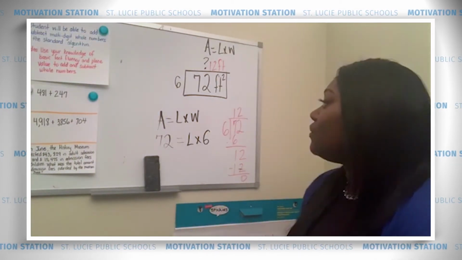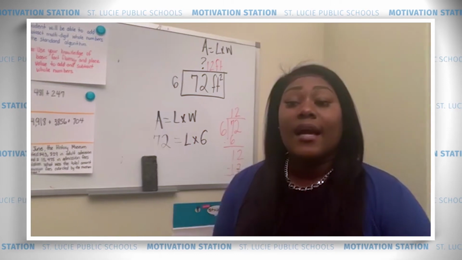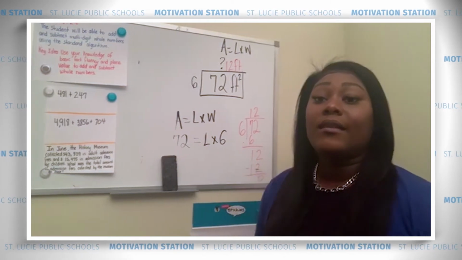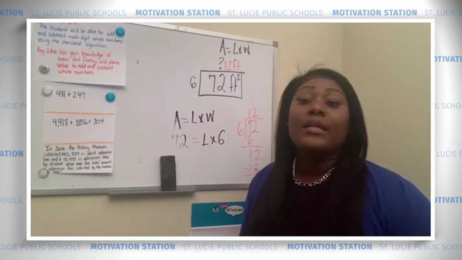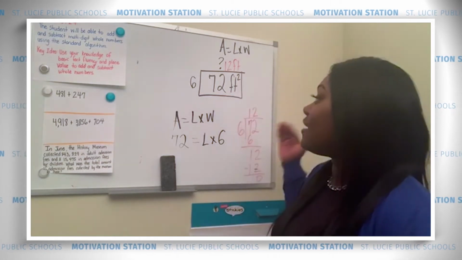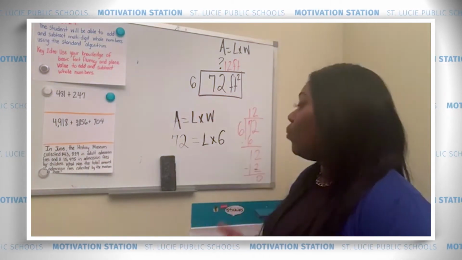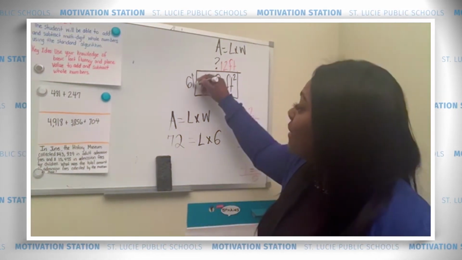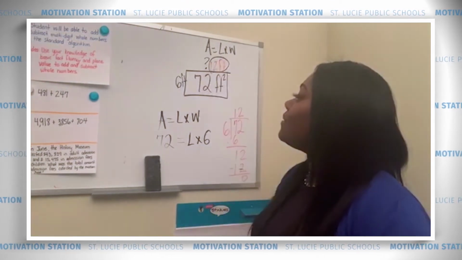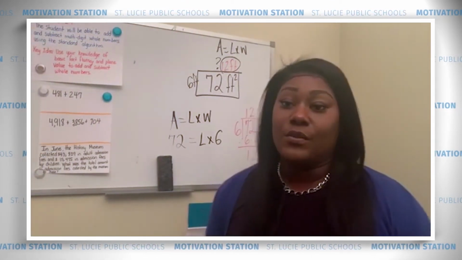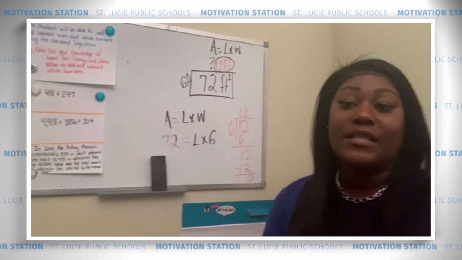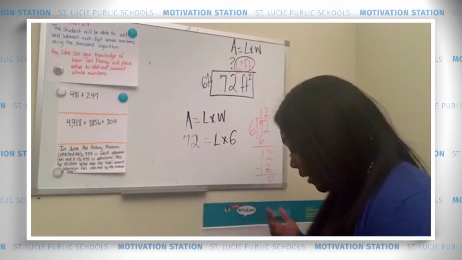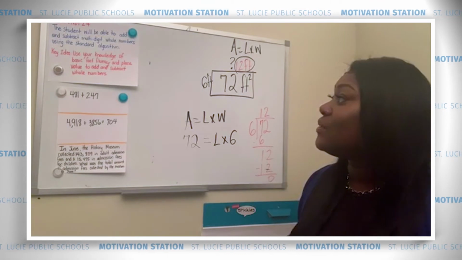We were trying to find out the missing side in a rectangle. We were given the area, and we were also given the width, but we do not know the length. So the area is 72 square feet, the width is 6 feet, and that means the length is 12 feet because 6 times 12 equals 72. That was one of those basic fluency fact problems, but you could have divided as well. Okay, so let's go ahead and get into today's lesson.